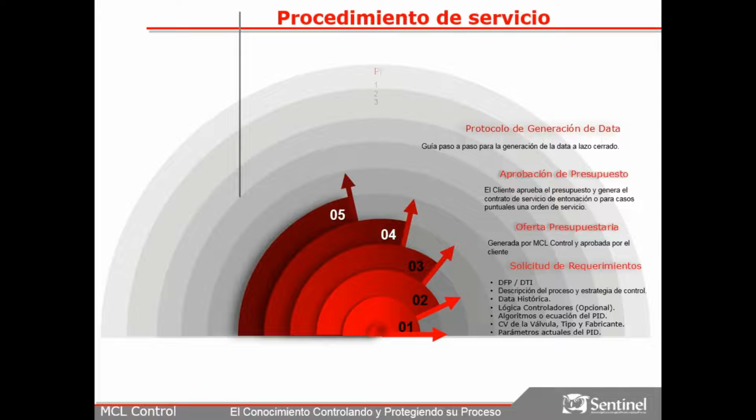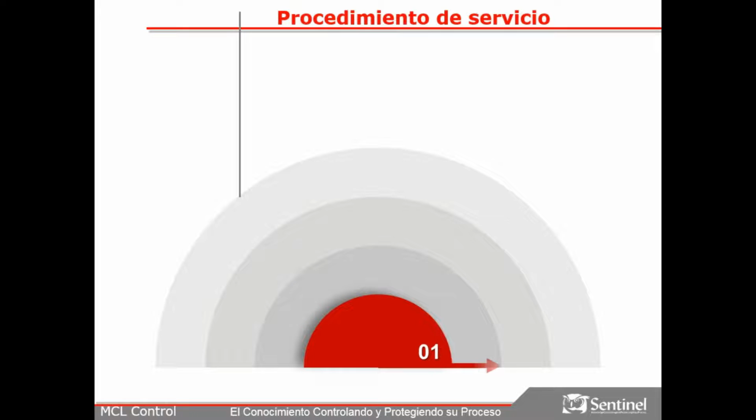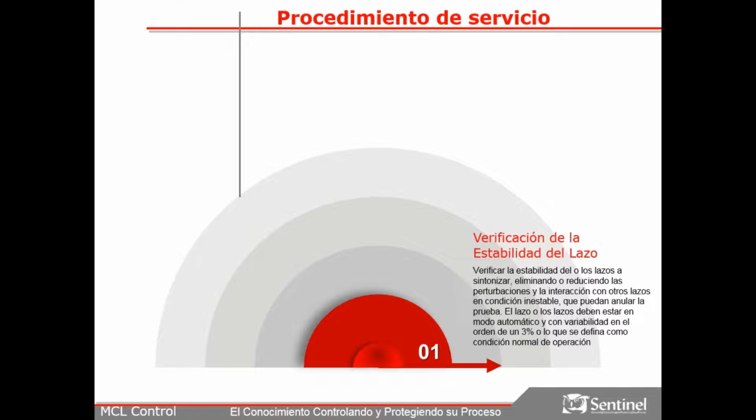Steps to run the field test. Step 1. Check the stability of the loop controllers to be tuned, removing or minimizing any disruptions and the interaction with other loop controllers in an unstable condition which may nullify the test. The loop controllers must be in automatic mode and with an order variability of 3% or in whatever condition considered as normal condition of operation.